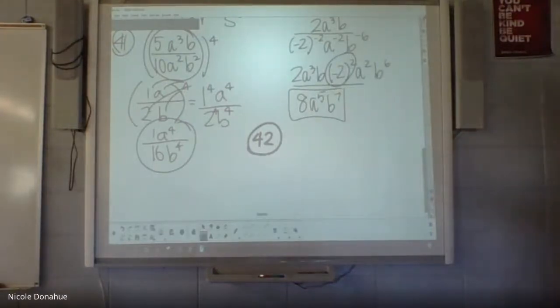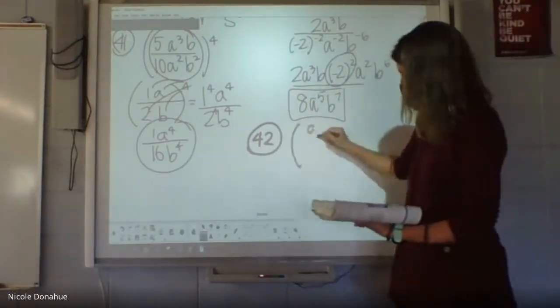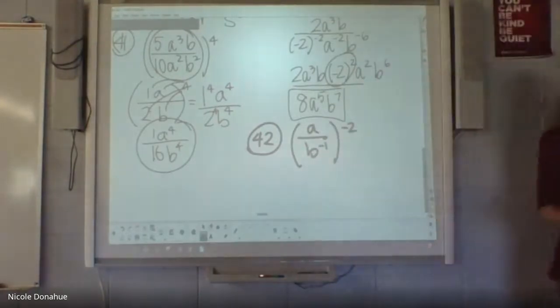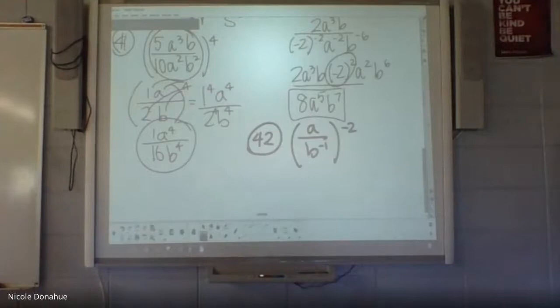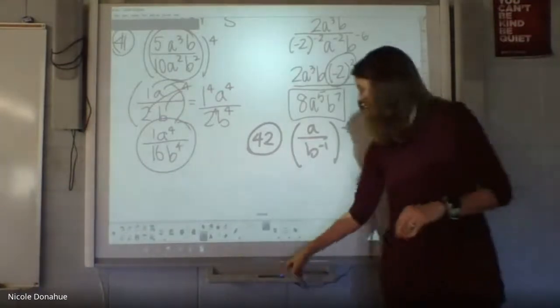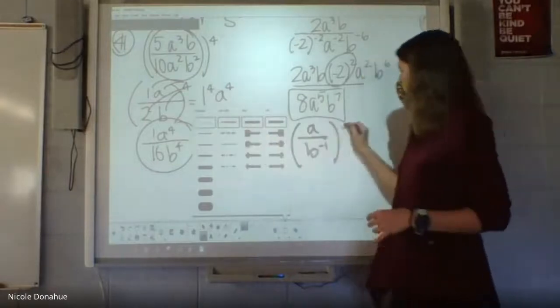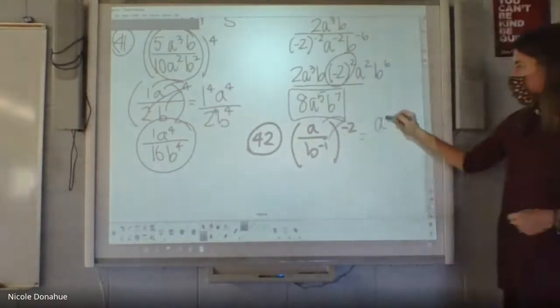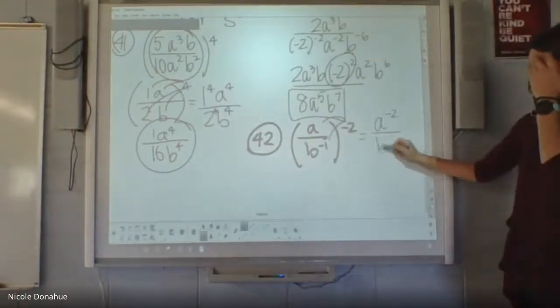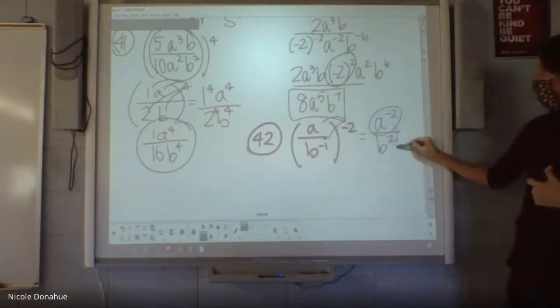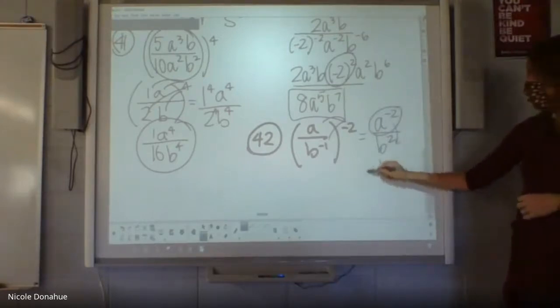All right, 42. So in this case, that negative exponent can be distributed everywhere, so top and bottom. Oops. So A is a to the negative 2, but on the bottom it's going to be B to the 2nd, negative 2 times negative 1, and then this is going to move to the bottom. This will become 1 over A squared B squared.